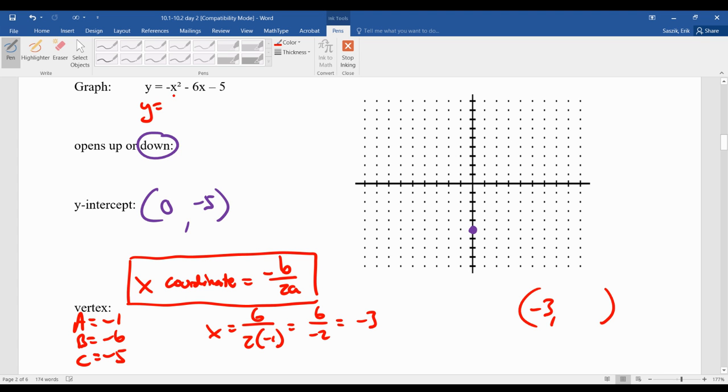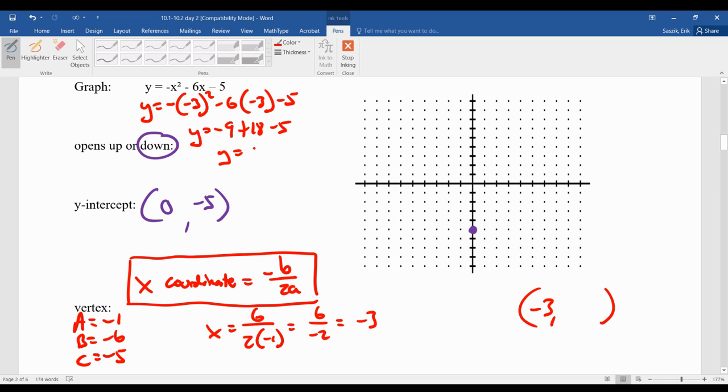Y equals, that negative sign's still there. Now I'm going to replace this x with negative 3. And that's what you got to be careful with, because most students see these two negatives and they make it a positive. That's not right. That violates PEMDAS. You see, negative 3 squared would be positive 9, and then 9 times negative 1 would be negative 9. Negative times a negative is positive.